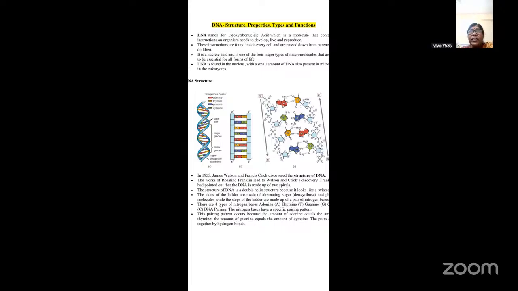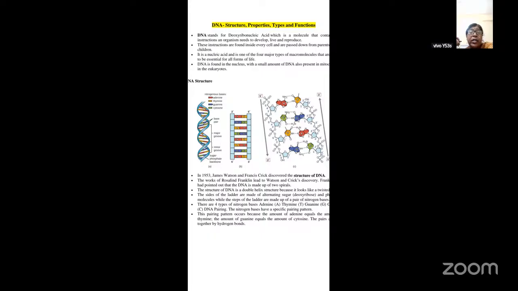Why are we calling it a double helical structure? Because it looks like a twisted ladder, where you have the sides of the ladder and the steps of the ladder. The sides of the ladder are made up of alternating sugar and phosphate molecules, while the steps are made up of a pair of nitrogenous bases. Like RNA, the nitrogenous bases are adenine, thymine, guanine, and cytosine. The only difference between these two is that DNA has thymine, but in RNA, thymine is replaced by uracil.